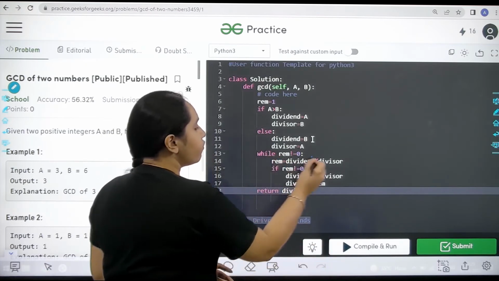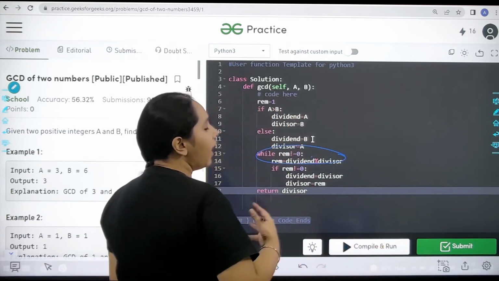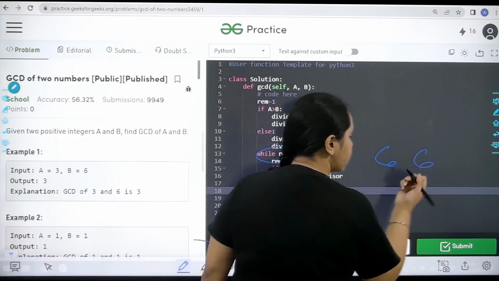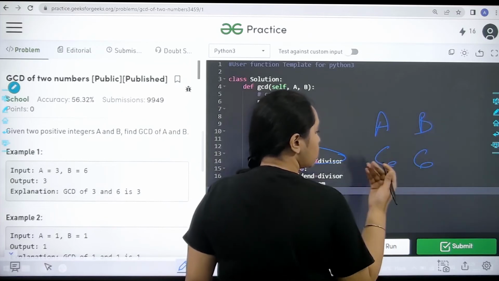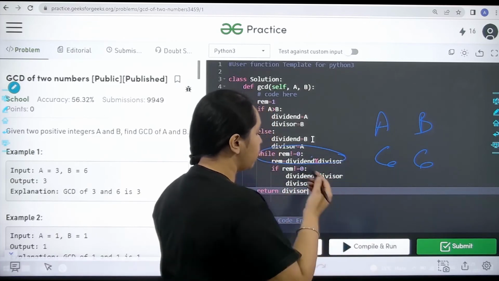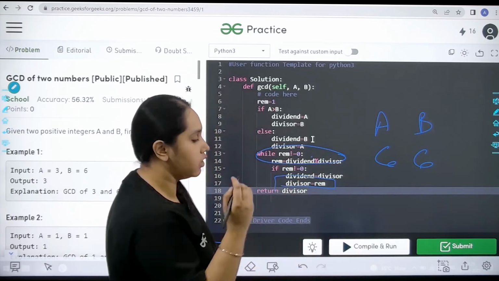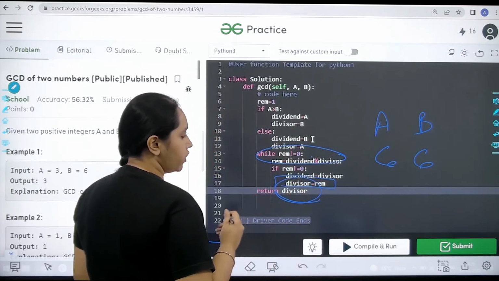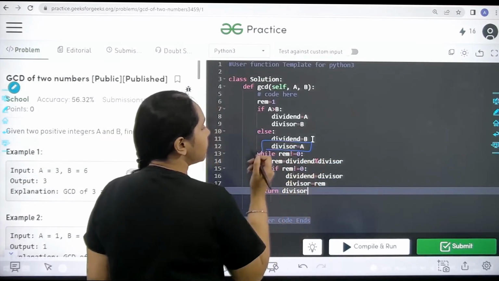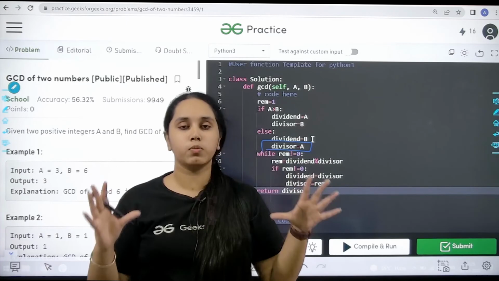If even after doing this my remainder is 0, that means the divisor is the answer. For example, if A is 6 and B is also 6, both of them are the same, so they would exactly be the highest value, the greatest common factor. That is why I am returning the divisor. In the other situation too, I can directly return the value of divisor, because the divisor would be the greatest common divisor. I hope this is clear to you.